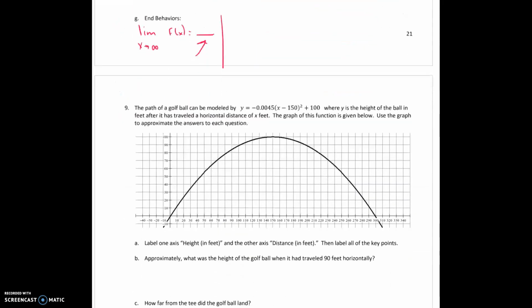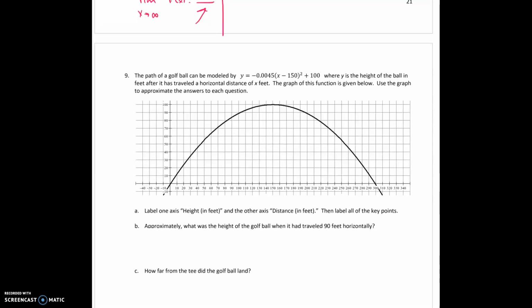Okay, last one, number 9. So the path of a golf ball can be modeled by, they gave me this equation. They actually graphed it for us. You could also put this in your graphing calculator if you'd like. And when you set your window, you would note the x-min. We could do from negative 40, and the x max is to 340. And when they say the x scale, I'm going up by tens. And then when I do the y min, they have negative 10 up to 100, and then the y scale could go up by tens. Again, I can't show the graphing calculator on this, so it's just something to keep in mind.